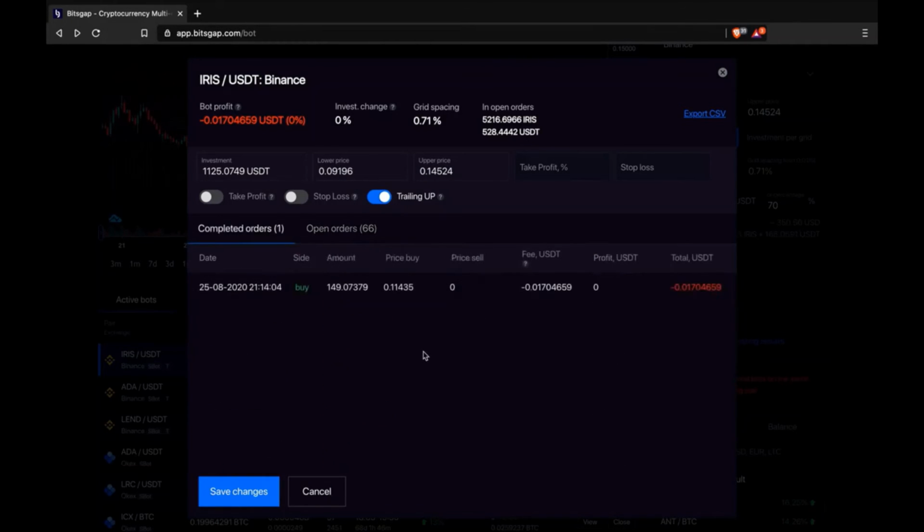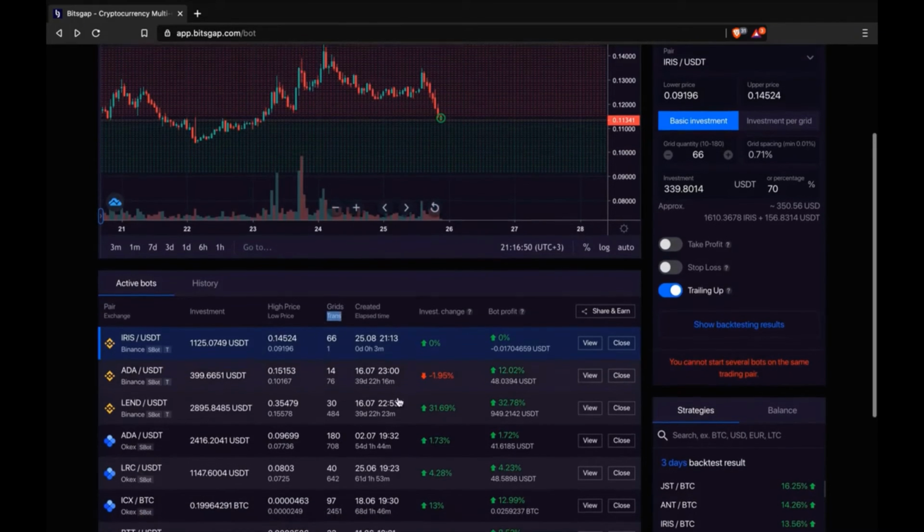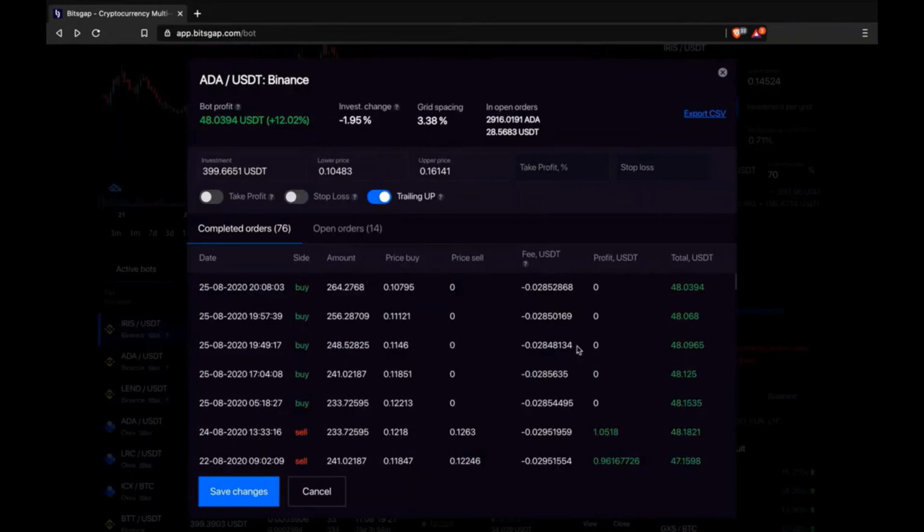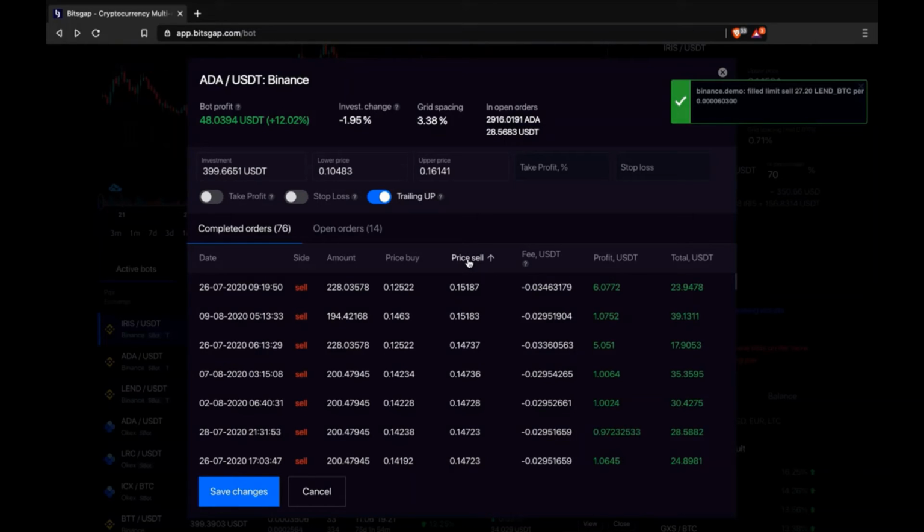As we have just launched the bot and nothing has happened so far, let's click on another bot to see the action. So you see completed orders, you get not only the amount it purchased or sold, the buy price, the sell price is also displayed here. You see the profit generated.